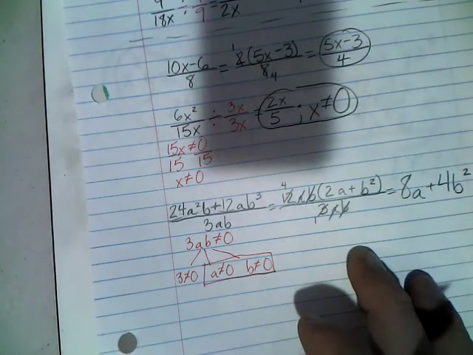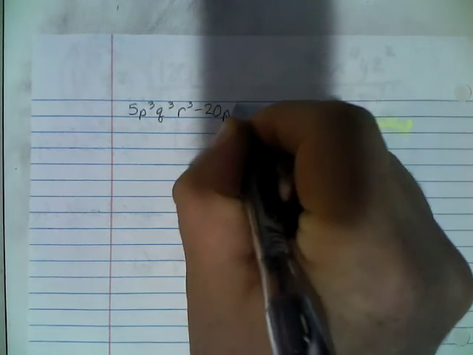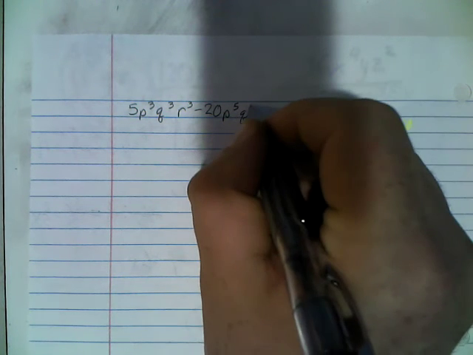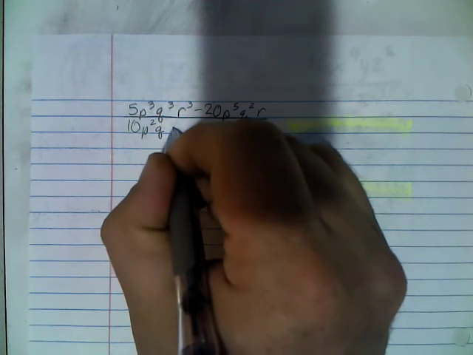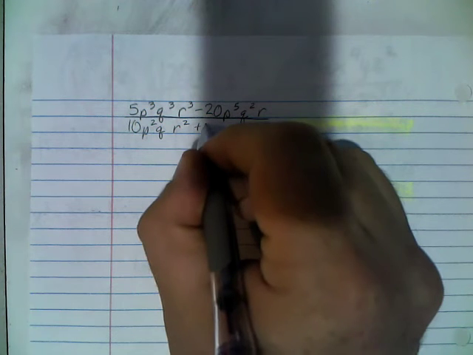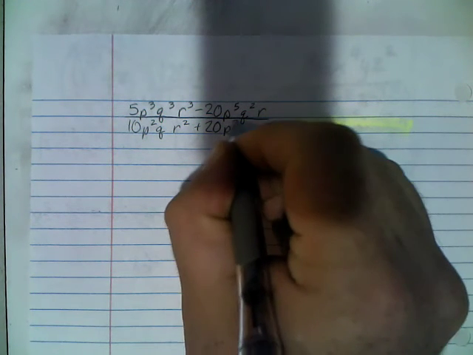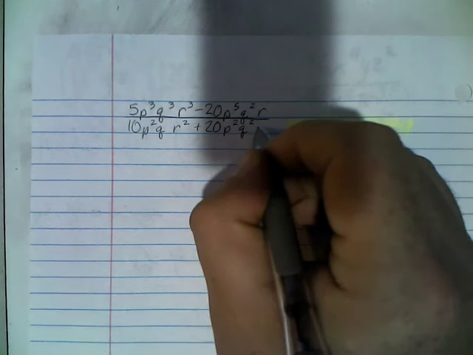One more example. This one's a little bit more involved. So let's flip to the back. And for our last example, we have 5p cubed q cubed r cubed minus 20p to the 5th q squared r, over 10p squared q r squared plus 20p squared q squared r squared.